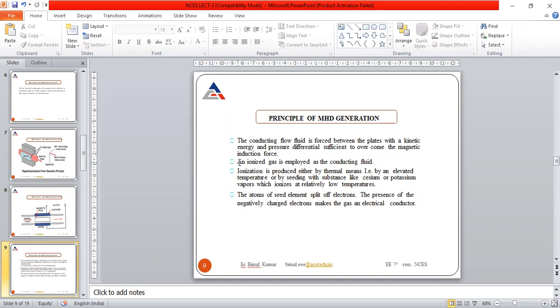After that, the atoms of the seed element split off electrons. The presence of the negatively charged electrons makes the gas an electrical conductor, right? So the seeded gas or the ions passing through will become an electrical conductor.